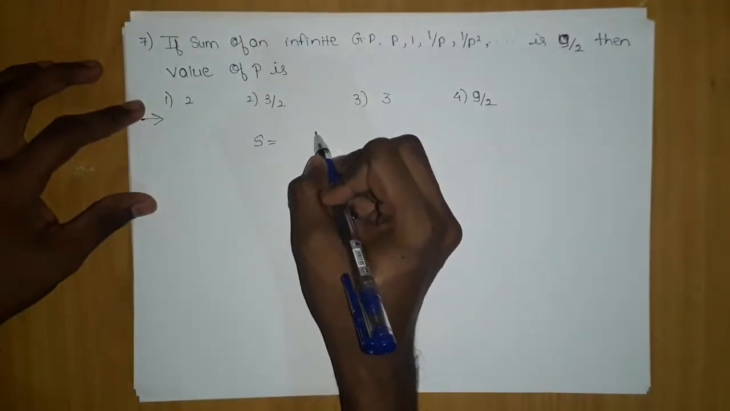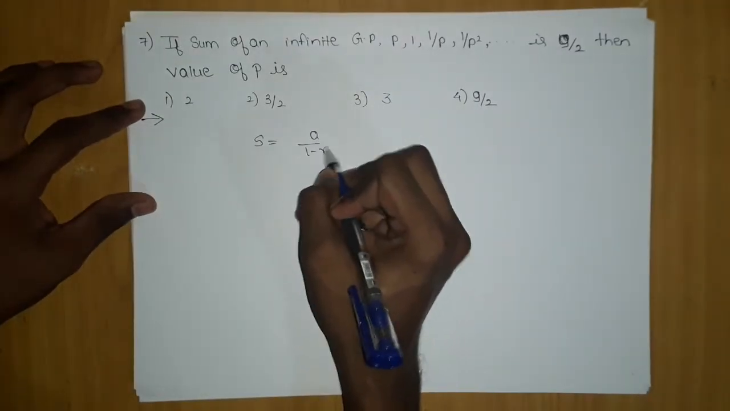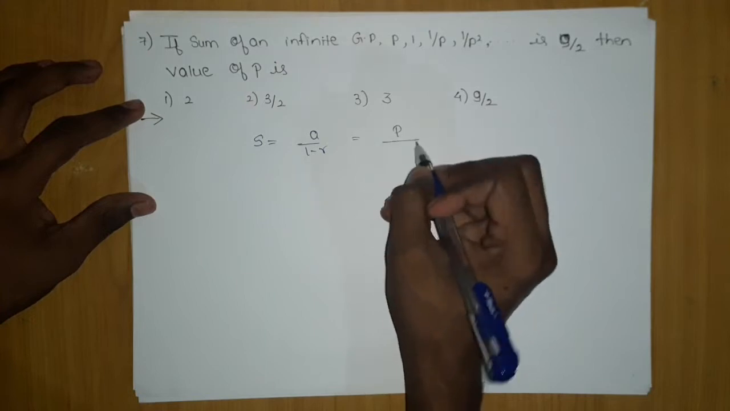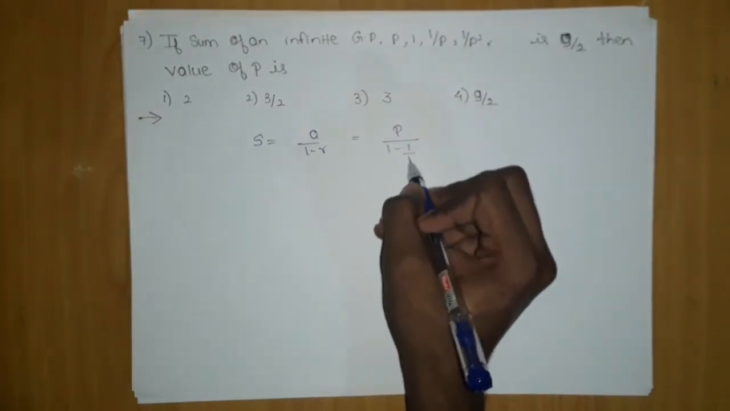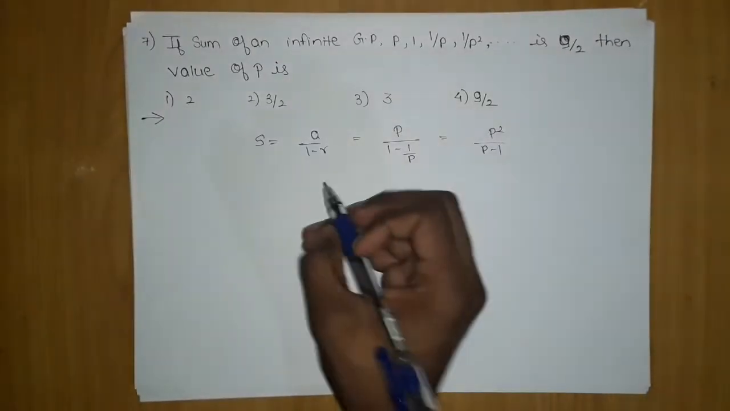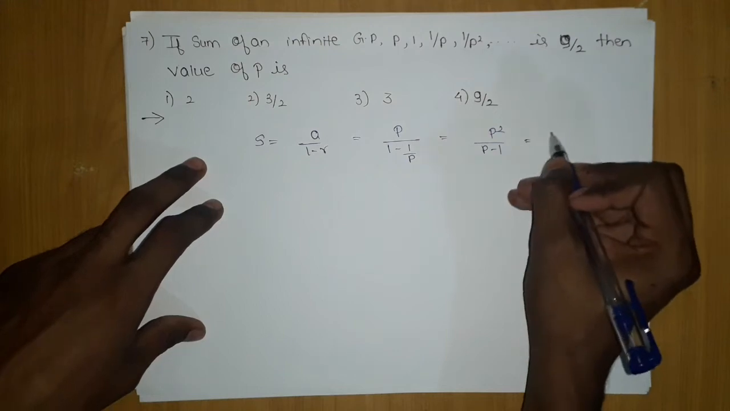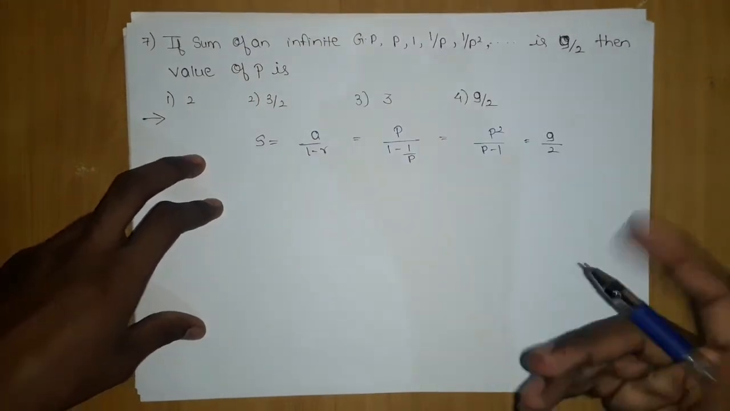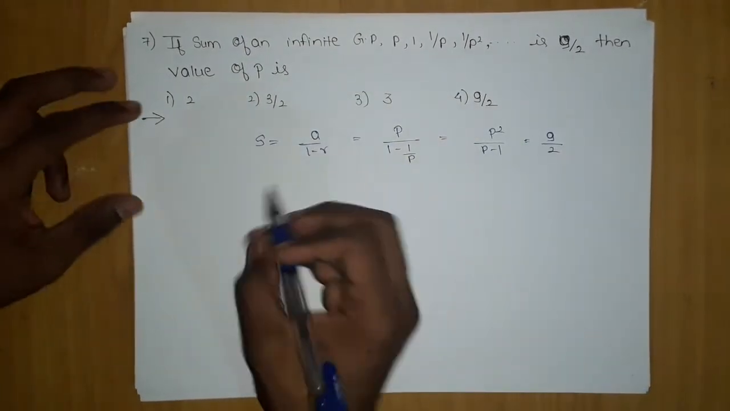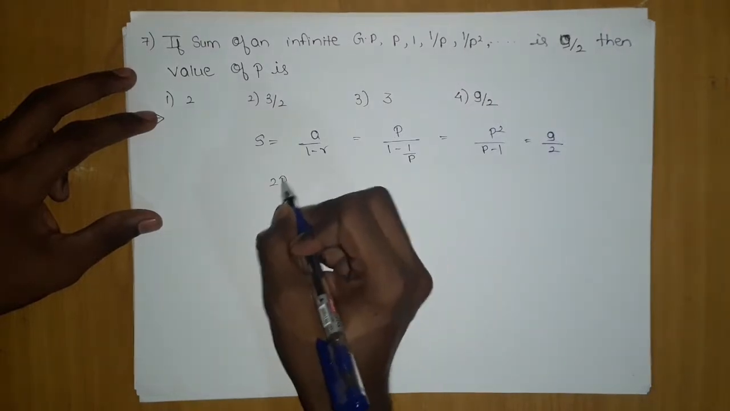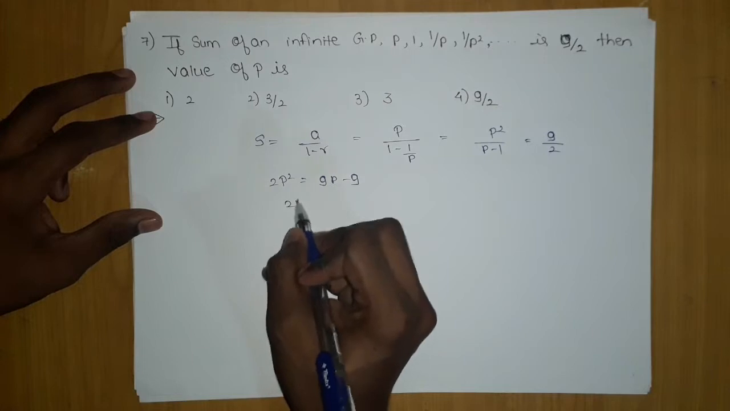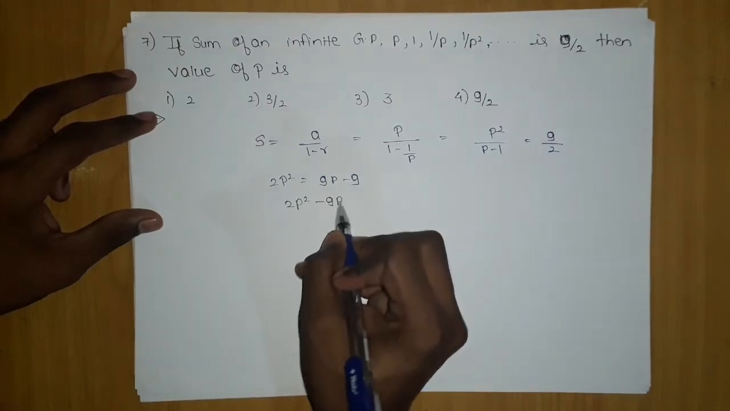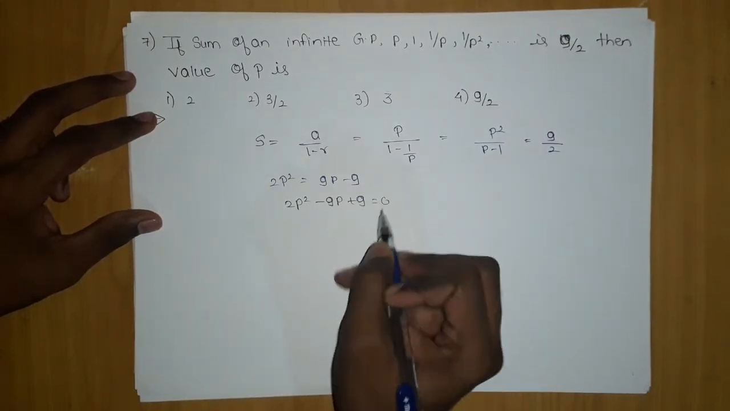Okay, the sum of an infinite GP is a upon 1 minus r, very easy. Here a is p and r is 1 upon p. So the sum is p upon 1 minus 1 upon p, which gives me p square upon p minus 1. Now if this value is given equal to 9 by 2, then we multiply: 2p square is equal to 9p minus 9, giving me 2p square minus 9p plus 9 equal to 0.